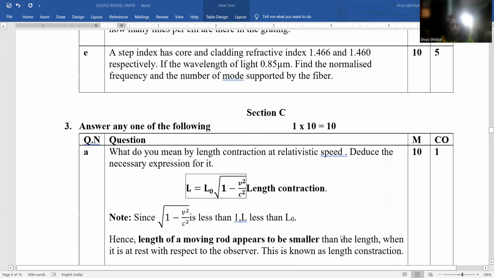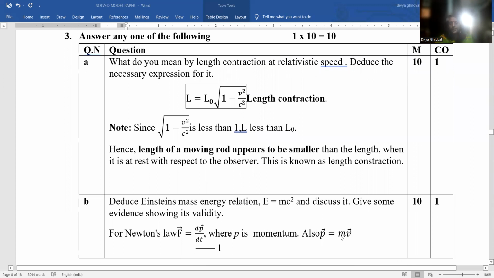Quantum physics. Relativistic mechanics. If I get length contraction, I will write the formula L equal to L naught under root 1 minus v square by c square. And if I get a numerical on this, I will solve it easily.